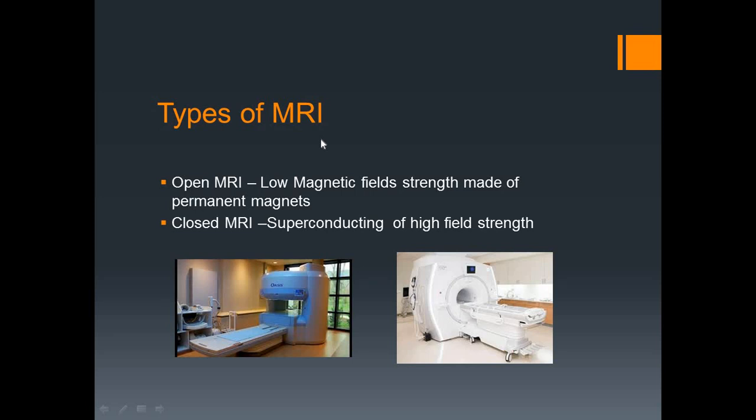Types of MRI. There are mainly 2 types of MRI. The first is open MRI. In open MRI, a low magnetic field strength is made by a permanent magnet, and this is the picture of open MRI. It is usually used for claustrophobic patients. And there comes closed MRI. In closed MRI, we need high field strength of superconducting magnets. This is the picture of closed MRI.